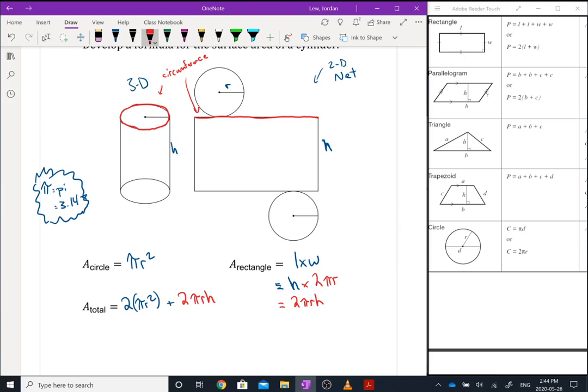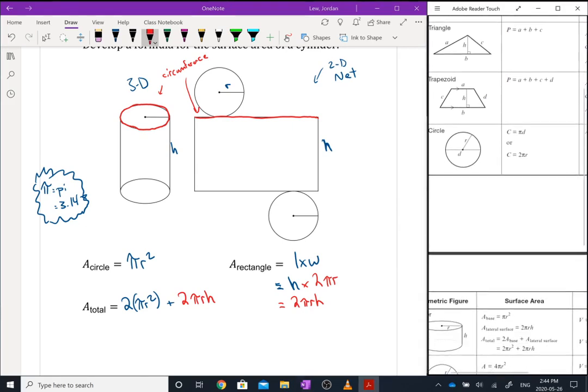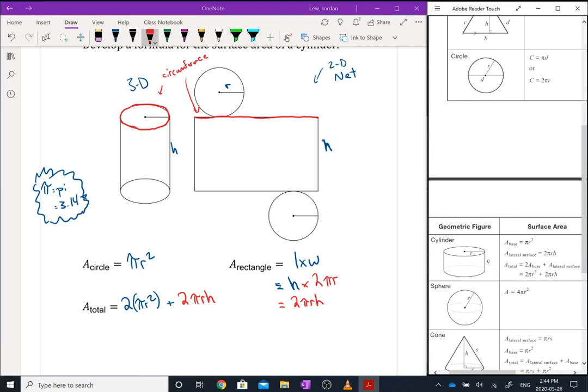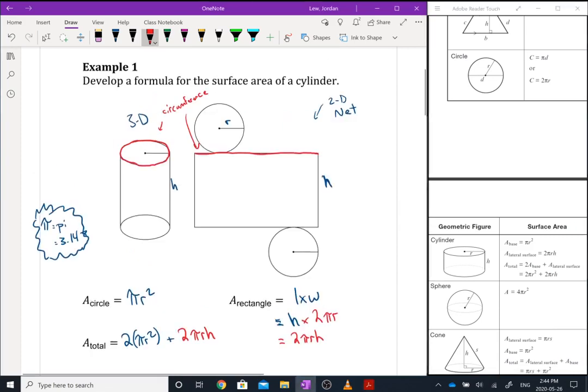So this right here is our surface area, and if we look at the formula sheet, on the bottom here at the right, we see our cylinder, we see our surface area in the first column, 2 pi r squared, which we have, plus 2 pi r h, which we also have. So we are able to get the same formula as the formula sheet.